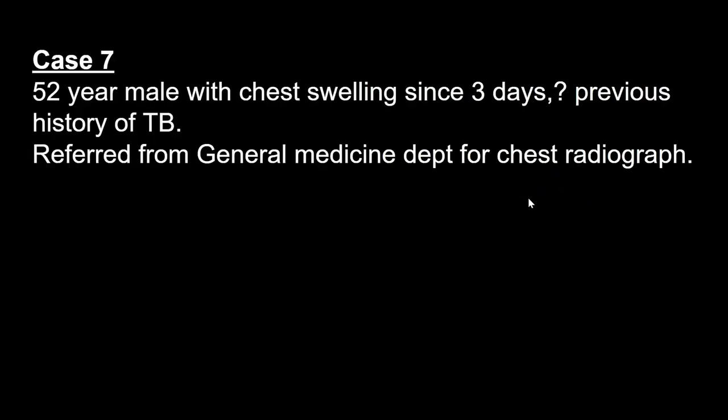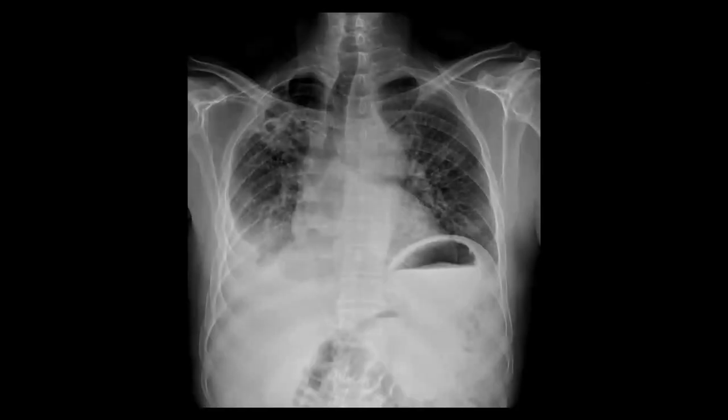Coming to case 7, a 52-year-old male with chest swelling since 3 days with previous history of TB. Referred from the general medicine department for chest radiograph. Chest radiograph shows rotation to the right side, major airways appear normal. Prominent bronchovascular markings and reticular markings in bilateral lung fields.